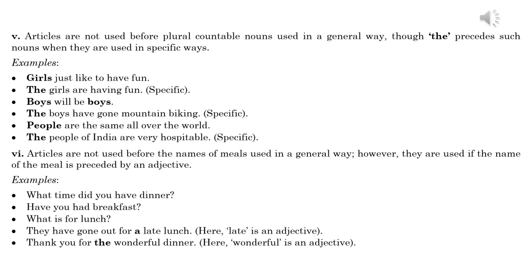6. Articles are not used before the names of meals used in a general way. However, they are used if the name of the meal is preceded by an adjective. Examples: What time did you have dinner? Have you had breakfast? What is for lunch?